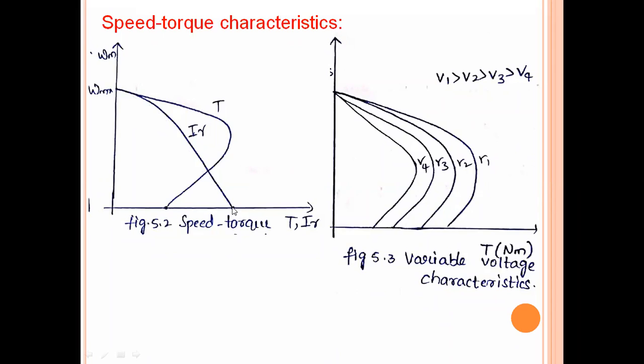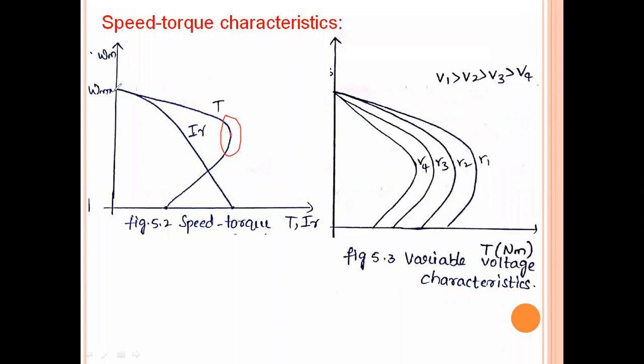At this point the speed is zero. You can see the speed slowly decreasing and coming to zero, and when the speed is zero, the rotor current reaches its maximum point. But coming to the torque curve, this point is also known as the breakdown point. This region is the breakdown region, and this is the maximum torque value.